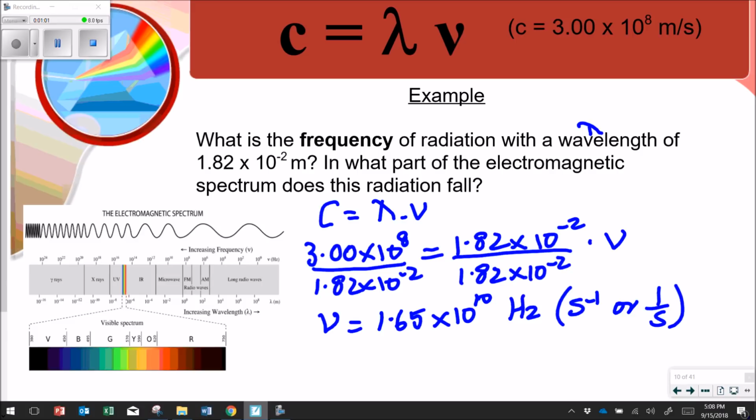What part of the electromagnetic spectrum does this radiation fall in? So I go and look for my wavelength, which is in the 10 to the negative 2 range. So I go find that on my electromagnetic spectrum. There is 10 to the negative 2, and that falls in the microwave range. So it is microwave.